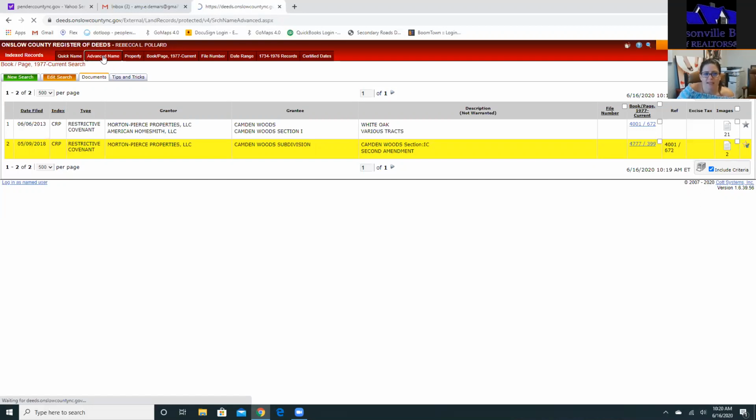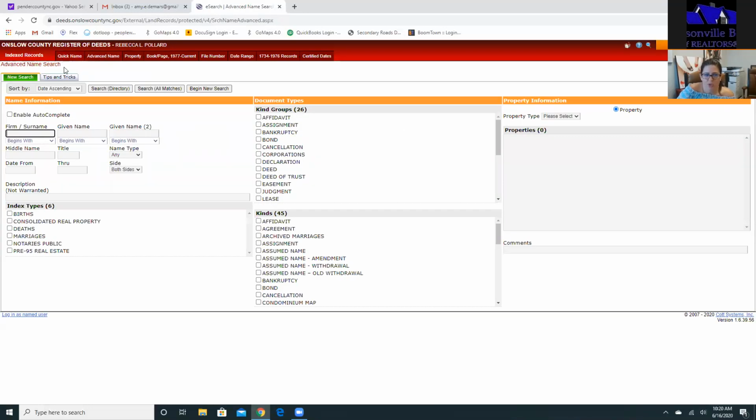So if you click on advanced name, it pretty much looks like the quick name screen. But what you can do in here is where it says firm and surname, you just start typing in the subdivision. So again, we'll go with Camden Woods. And you will probably want to be as specific as you can if you know the exact name up here. That way it's not pulling, like if there was another neighborhood called like Camden Trail or something like that, it's not going to pull their covenants too. But if you're not 100% sure, if you just typed Camden in there and then you're just very aware that you need to make sure you're only looking at Camden Woods, then you're fine with that too.